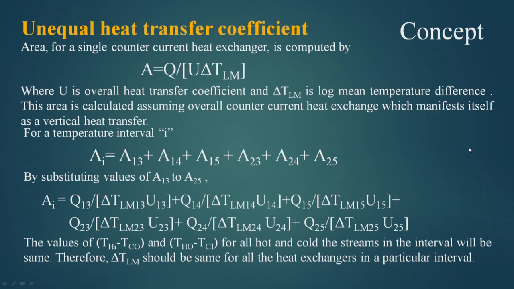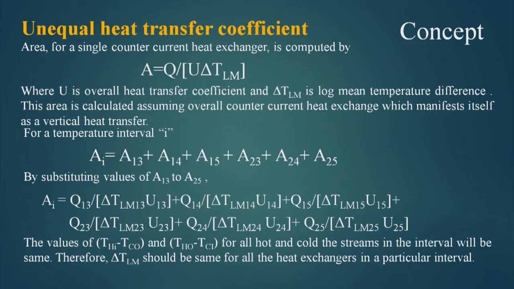Now, if we adopt this nomenclature, and we know that area is equal to Q divided by U delta T LM, where U is the overall heat transfer coefficient and delta T LM is the log mean temperature difference, then the area calculated will be A i is equal to A 1 3, A 1 4, A 1 5, A 2 3, A 2 4, and A 2 5, because there are 6 heat exchangers in that ith interval. If I add up the areas of all 6 heat exchangers, this will give me the complete area of the enthalpy interval i.